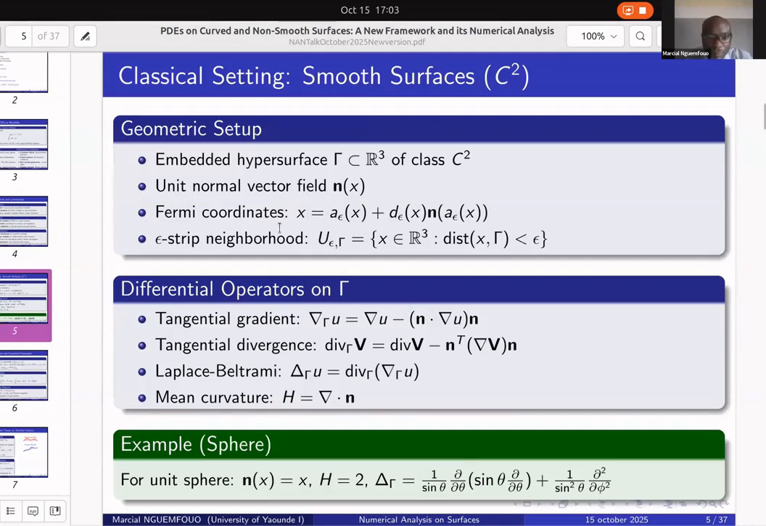Okay, to discretize the surface, we use this Fermi coordinate. This is a local coordinate, because we know the manifold doesn't have a global coordinate. Locally, we can define some system of coordinates to make calculations. The authors in this domain define this kind of Fermi coordinate, which is used to handle the discretization.